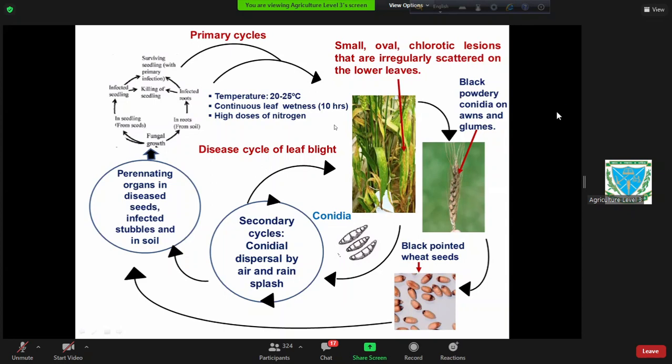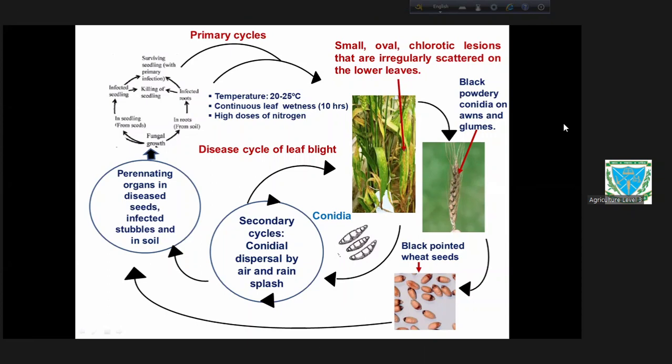And if such temperature prevails, see, the temperature in the field now is 28, 25, 27, like this. And high doses of nitrogenous fertilizer, because it is now the wheat season and these weathers are prevailing. In addition, if you apply high doses of nitrogenous fertilizer, what will happen? Bipolaris sorokiniana produces conidia, and this conidia falls on the leaf surface, and on the leaf there is moisture. This moisture helps Bipolaris conidia to germinate and penetrate the host tissues.